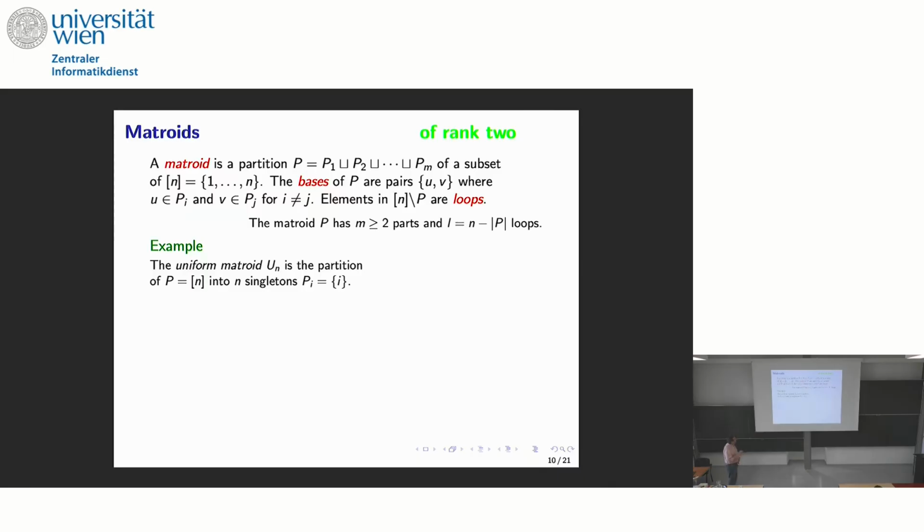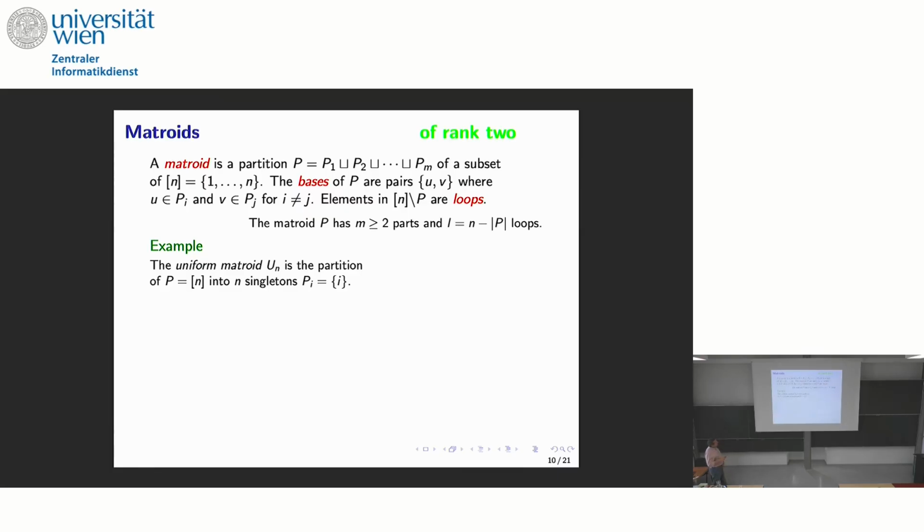Okay. Now actually, I wrote here of a subset, and I meant it. So there are some people who don't participate. Right? So again, let's do this. We have n people in the room. Some of them I'm sending out. You're not participating. And the rest of you get partitioned. And then bases are pairs coming from distinct parts. Now, if you were sent out, I call you a loop. Okay? So the people who don't participate, they are the loops.